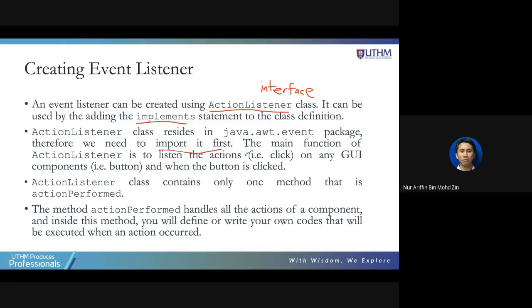The main function of ActionListener is to listen to actions, for example any click of a button, or any other GUI components. For example, a button. We click a button, and then when the button is clicked, the ActionListener class contains only one method, that is actionPerformed. So ActionListener is an interface class.